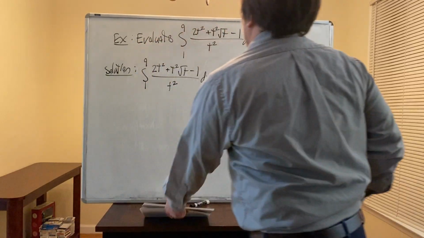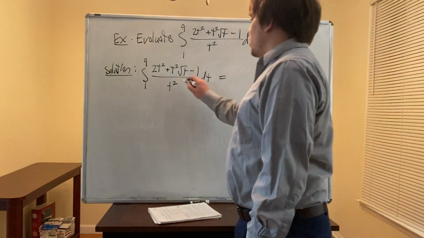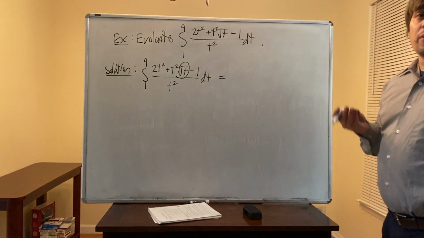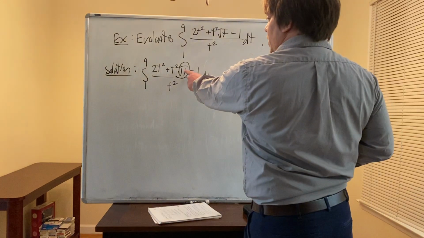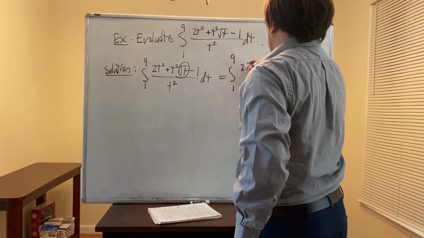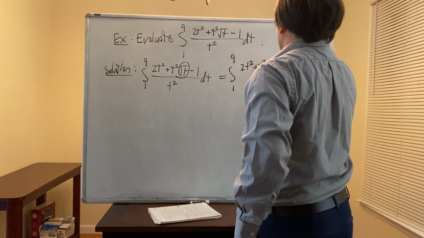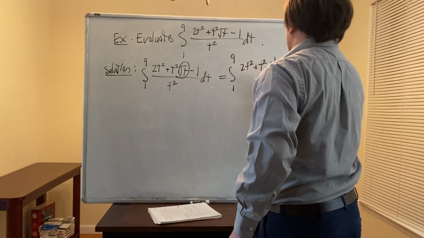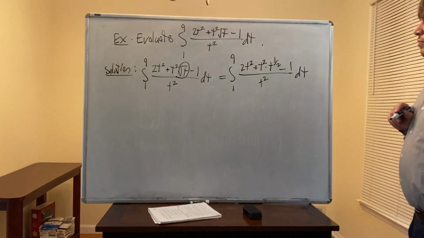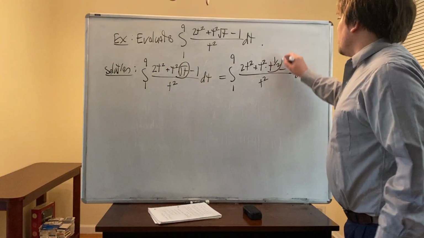Now what I'm going to do is express the square root of t in exponential form. So the square root of t in exponential form is t to the 1/2. So I'm going to substitute t to the 1/2 there. It's the same thing. This is the definite integral from 1 to 9 of 2t squared plus t squared times t to the 1/2 minus 1 over t squared dt. Okay, so I substituted the square root of t there for t to the 1/2.